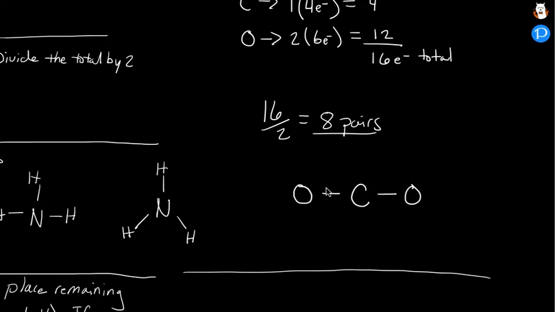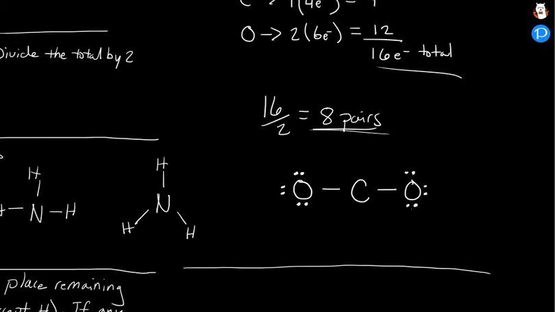So remember, I used 2 pairs. I've got to use 6 more. So there's 1, 2, 3, 4, 5, 6. Okay, there's my 16 total electrons, or my 8 pairs. Right, so if I were to count them up, 2, 4, 6, 8, 10, 12, 14, 16. Or 1, 2, 3, 4, 5, 6, 7, 8 pairs. So there's all my electrons.